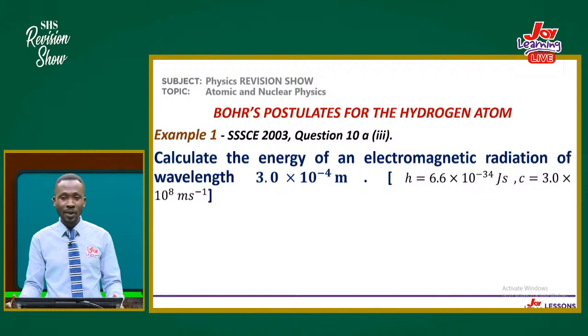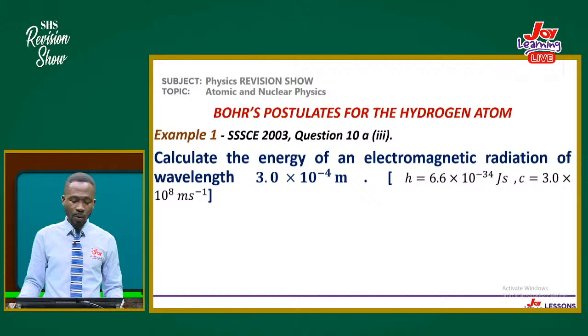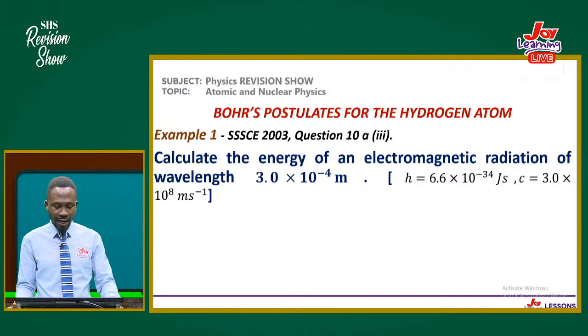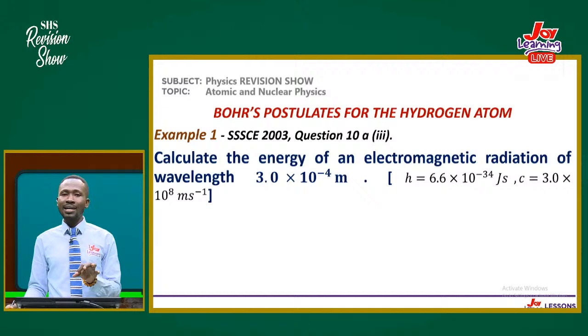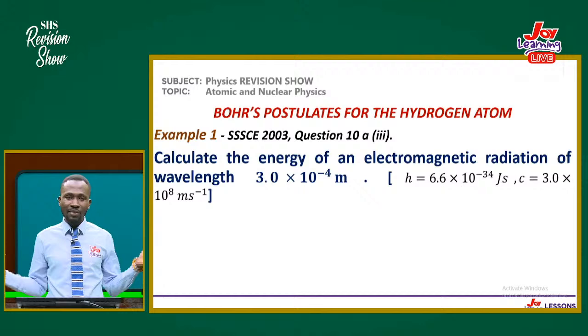So the first question says that, calculate the energy of an electromagnetic radiation of wavelength 3.0 times 10 to the power minus 4 meters. Then we'll be given the value of the Planck's constant, 6.6 times 10 to the power minus 34 joule second. Sometimes it could be given as 6.63 times 10 to the power minus 34 joule second. You have to stick to the value given to you in the question, right? So don't just put the value in your head and say, I'm going to use it. No. Look at what is given to you in the question and then use that.